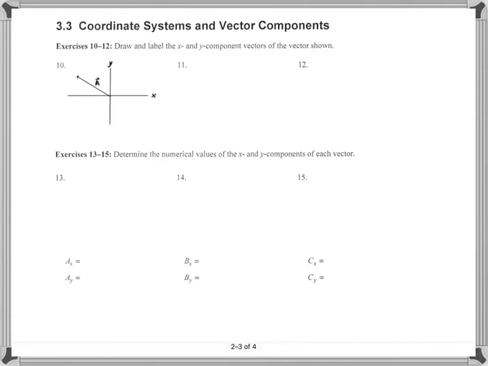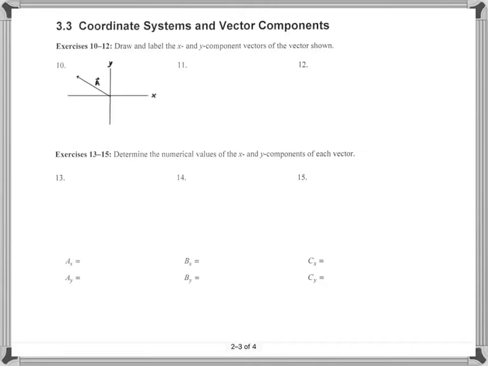So let's take a look at this one. This is exercises 10, 11, and 12. It says that they want you to draw and label the x and the y component vectors of the vector shown. So in exercise 10, you can see that there is a vector A, and we need to draw and label the x and the y component vectors.